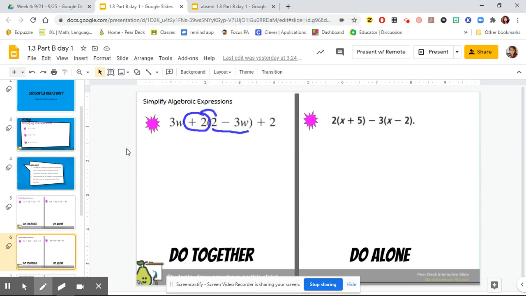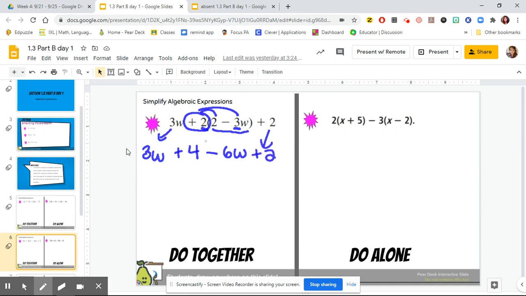What I'm going to do is distribute my 2 to everything inside. So I'm going to copy down that 3w first. And then since this was a positive 2 times 2, it's going to be a positive 4. The next thing I'm going to do is positive 2 and multiply it by negative. A positive times a negative we know is a negative. And now 2 times the coefficient of 3 is 6. And there is 1w attached to it. And then I'm going to carry the plus 2 down.